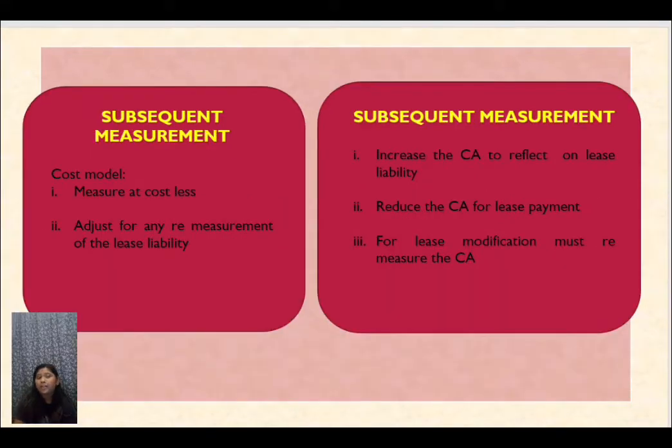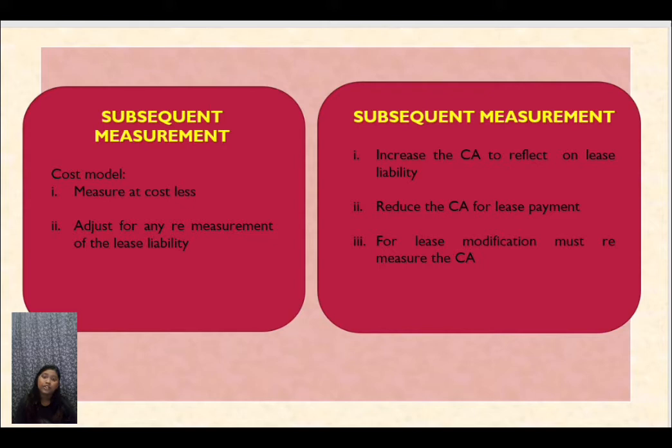Okay, so now I'll be explaining subsequent measurement for both the right-of-use asset and the lease liability. Before that, let's look at the meaning of subsequent measurement, which is the end of the first year period, second year, third year, and so on. So now let's look into the right-of-use asset. Here, we use the cost model, whereby we deduct accumulated depreciation from cost, followed by impairment if needed. And next, we adjust for any remeasurement of the lease liability.